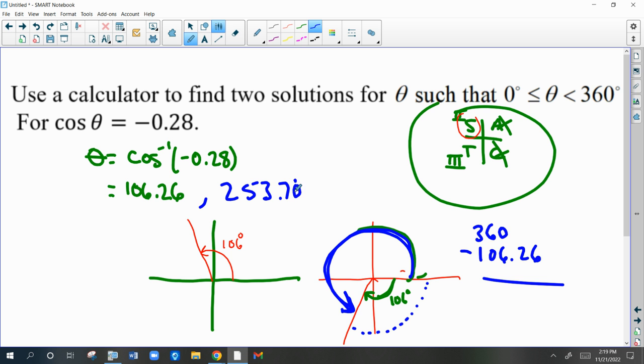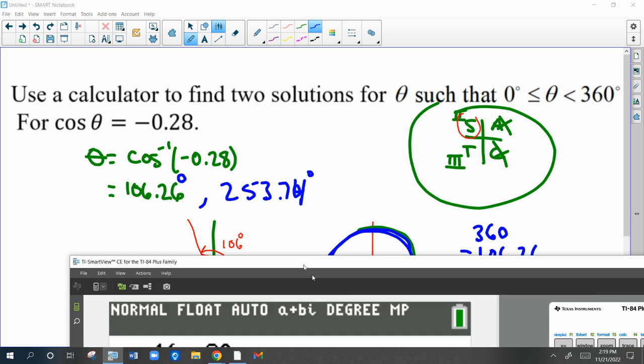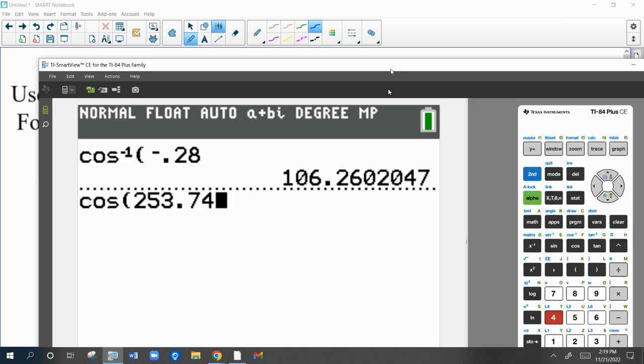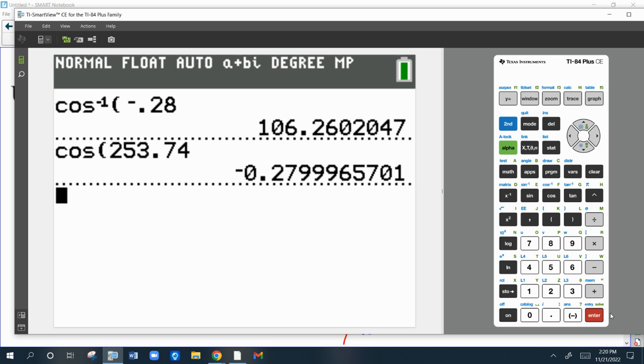The 106.26 was obvious. That's what the calculator gave us. I'm going to check this 253.74 really quickly. So the cosine of 253.74 better be negative 0.28. I did round these decimals a little bit, so it's not going to be exactly negative 0.28, but it better be pretty darn close, and it is pretty darn close. So we're good to go.